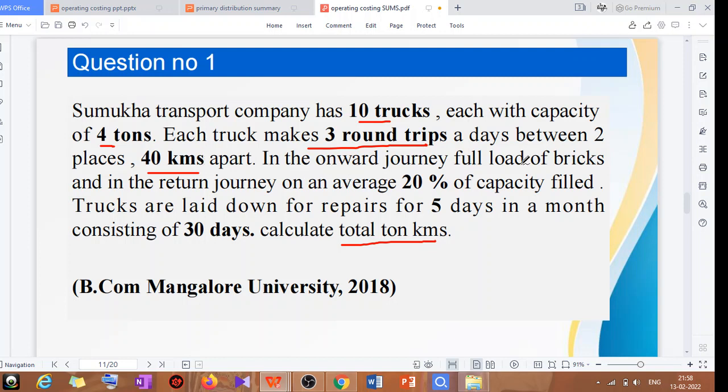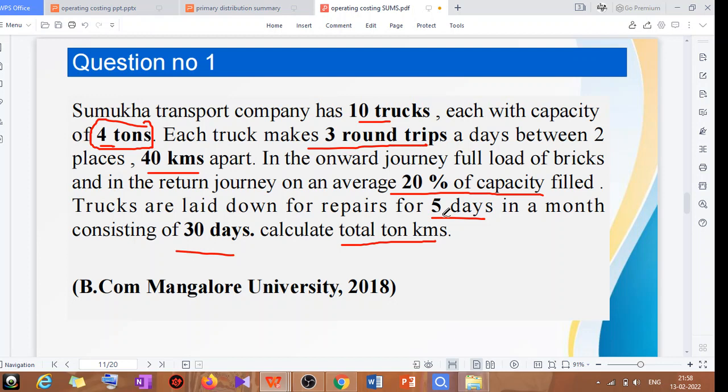In the onward journey, full load of bricks. It means in the onward journey, what is the goods carried? 4 tons. Okay, clear. Then on the return journey, an average of 20% of the capacity is filled. So while returning, out of 4 tons, only 20% is carried. Clear. Trucks are laid down for repairs for 5 days in a month consisting of 30 days. It means what is the operating days? That is 30 minus 5. That will be 25 days.